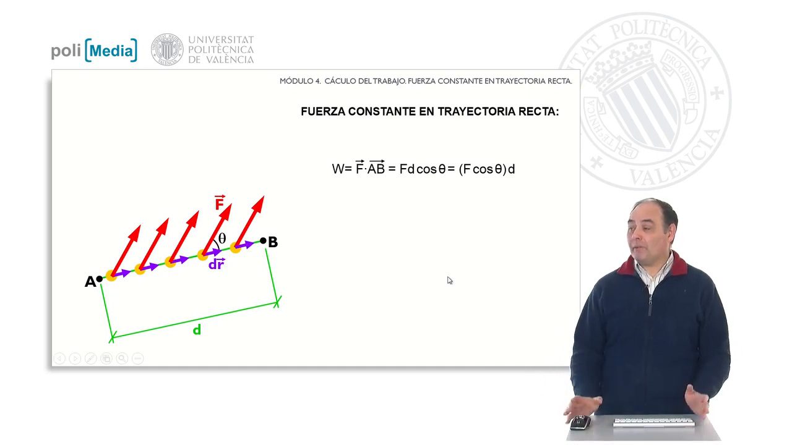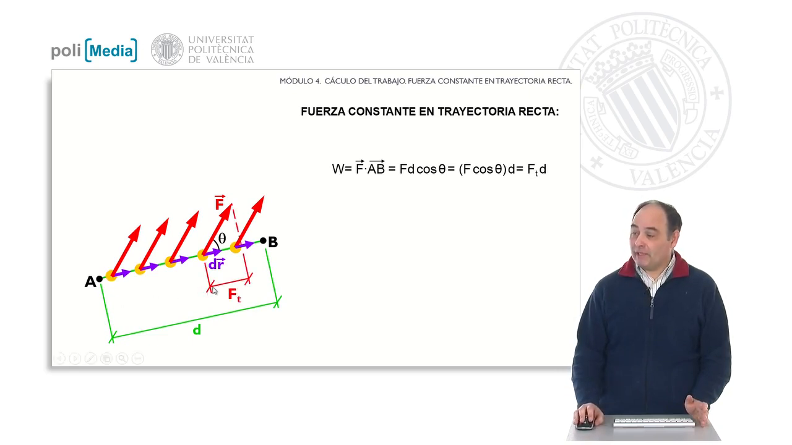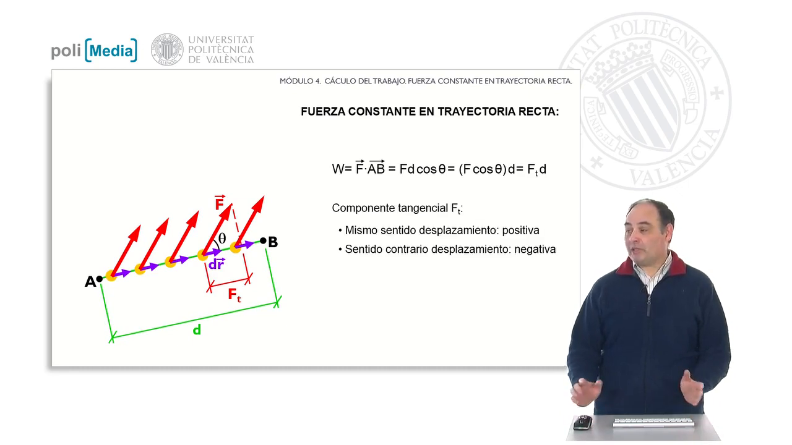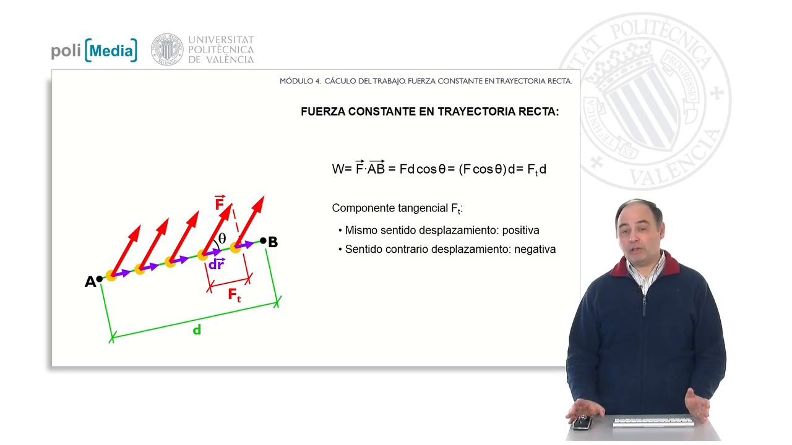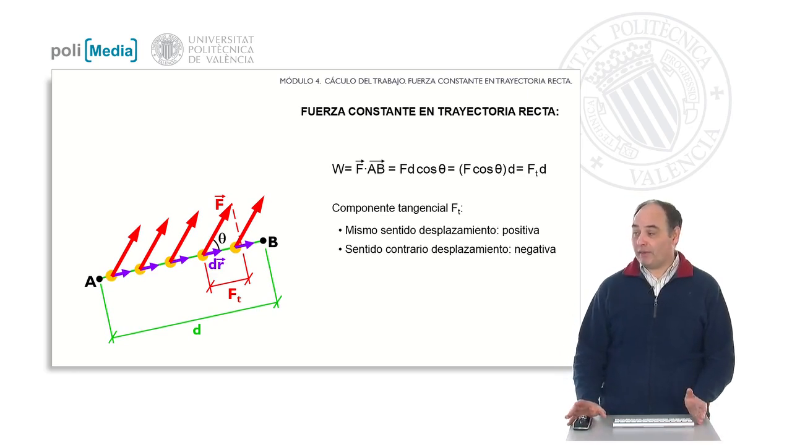Well, developing a little, by virtue of the associative property of multiplication, we can see that F cosine of theta is precisely the value of the tangent force. That is, the modulus of the hypotenuse times the cosine of this angle is the adjacent leg, which is the tangent force. Therefore, I am left with this formula for the case of, I repeat, straight trajectories: the tangent force times the displacement. Remember that the tangential component, as we saw in the previous unit, has signs. If it is in the same direction as the displacement, it is positive. If it is in the opposite direction, negative.